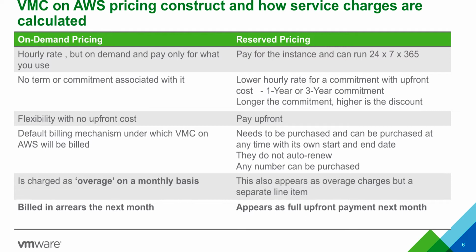And when you deploy an SDDC, the on-demand pricing starts. The reserve pricing needs to be purchased and can be purchased at any time with its own start and end date. They do not auto-renew, neither do they co-term, but any number can be purchased. You can have a 1-year term reserve pricing for one host and a 3-year term reserve pricing for 3 hosts. On-demand pricing is charged as an overage on a monthly basis, and reserve pricing also appears as overage charges, but we will see how when we look at invoices.